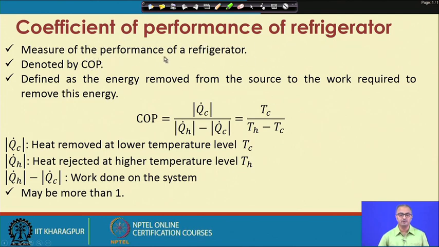It measures the performance of a refrigerator and is denoted by COP, and this is the way it is defined: it is equal to the amount of heat that has been taken up from the cold space, and this is the amount of heat that has been rejected. We are taking the absolute values of these, and this can again be written in terms of the temperature of the source and the sink. These are the various notations used in this equation, and this COP may be more than 1.